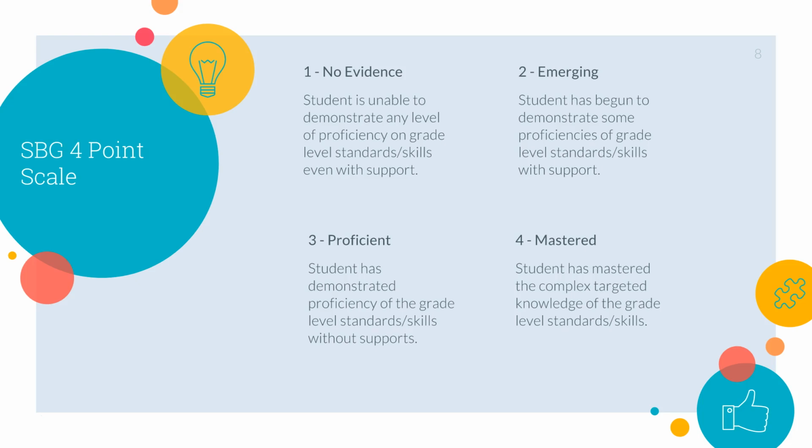So parents and students are going to have to get used to seeing 1 through 4s rather than A, B, C, Ds, and Fs. And a 1 meaning that there's no evidence. The student's unable to demonstrate any level of proficiency in grade or course level standards or skills, even with significant teacher support.